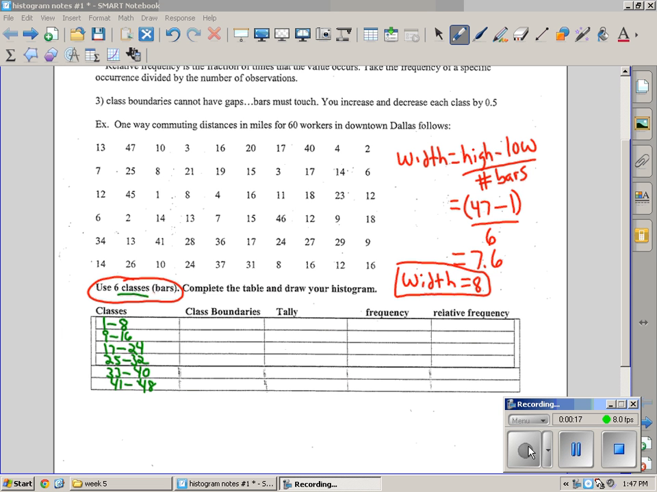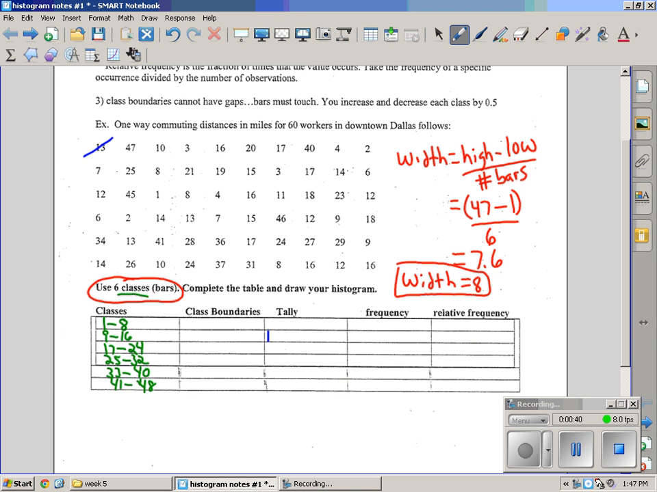So number 13 is the first one. Where does 13 hit in here? I'm going to put a little tally mark there, a little line there. So I'm telling you that's the 9 through 16. And I'm going to cross it off. You have to do this for every one of these numbers. You've got to put down where it goes, as a tally mark.